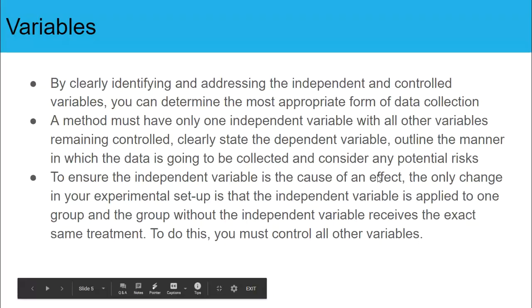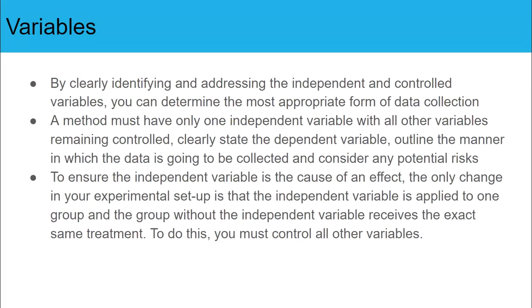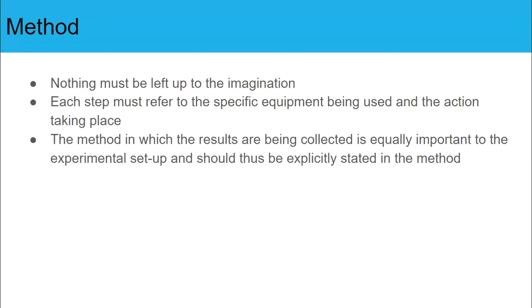So we talked about variables in lesson 6 quite a bit. They're important because they allow us to determine the data we're going to collect and what's the most appropriate way that we can collect that information. In our method, we must have only one independent variable, which we looked at before. We either need to explicitly write those, but also make sure that our method is clear enough that it indicates we know what an independent variable is and we're controlling all of our other variables. So making sure we're really specific there.